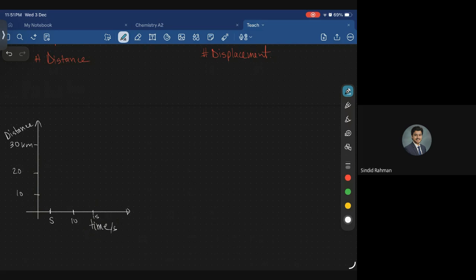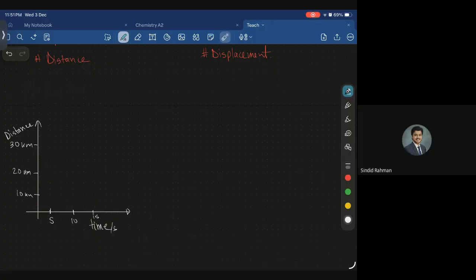Now, if I am at this position, can you tell me what would be my estimated distance at this position? That position will be the time would be around three, and then the distance would be like five, yeah, 6.